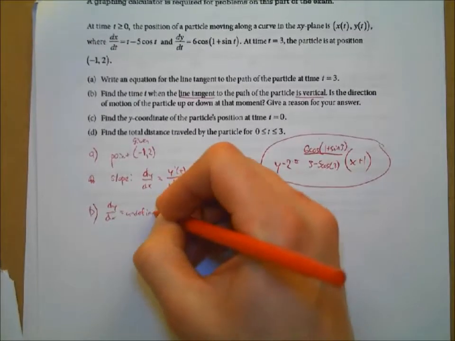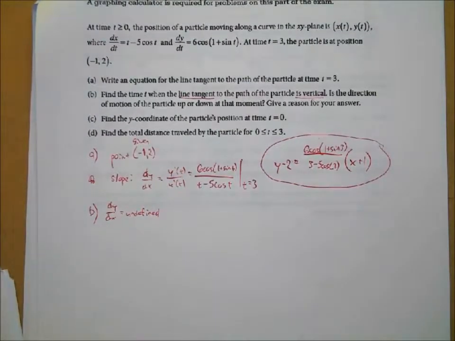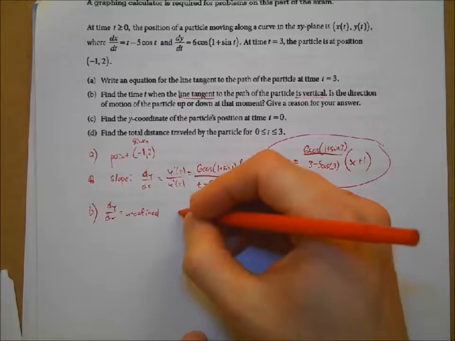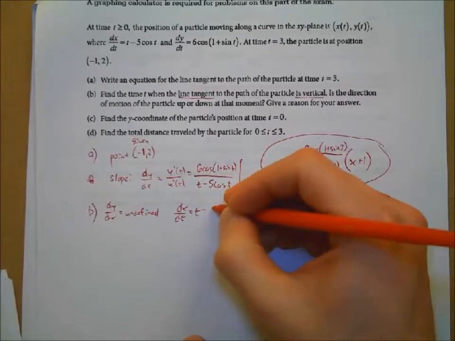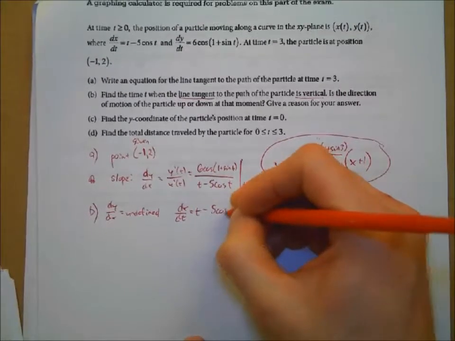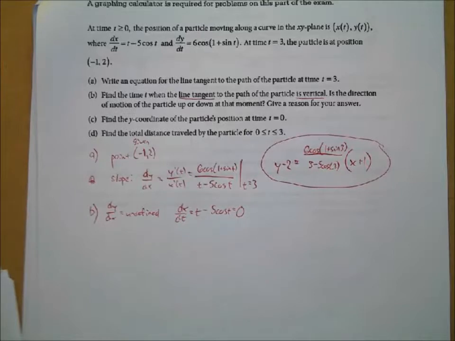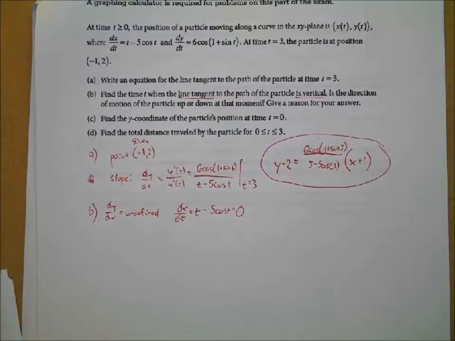And again, this is for notes. This is not something you would need to write out for your actual work. You could probably just jump to this point here where we take dx/dt, which is equal to t minus 5 cosine t, and we'll set it equal to 0 here. And then how can we determine when t minus 5 cosine t is equal to 0?